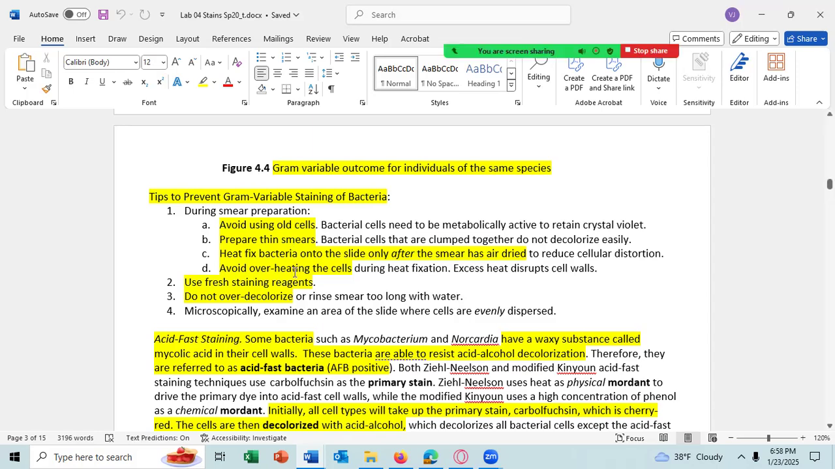And then avoid overheating the cells. That will damage the cell wall. And if you do overheat, the cells will look melted. Any question about that?